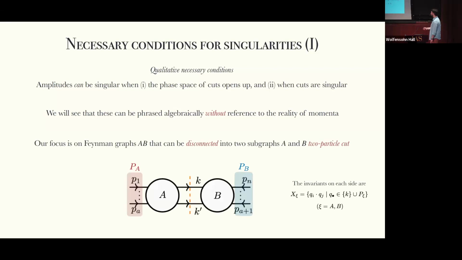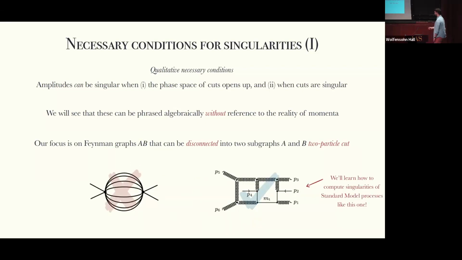And today's focus will be on Feynman graph G that is equal to AB that can be disconnected into two subgraphs A and B via a two-particle cut, so via this cut here. And the invariants on which each A and B depends are these scalar products involving K, the cut loop momenta, and big PA, which stands for all the incoming momenta, or big PB, which stands for the list of outgoing momenta.